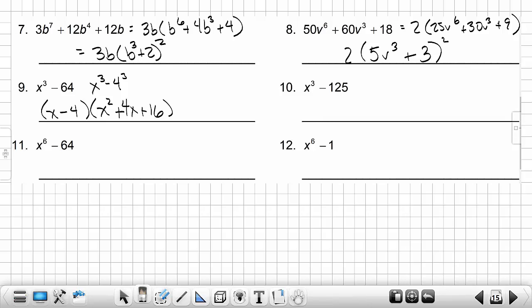Good job looking at the problem before I gave you a hint. Totally should have. Difference of 2 cubes. So this will be what? X cubed minus 5 cubed. So my A is x and my B is 5. Let's use the formula and we get x minus 5 times x squared plus 5x plus 25.